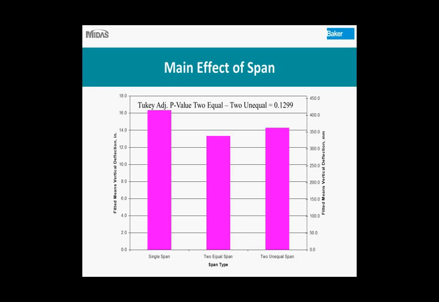Another thing of note, you can see there's a difference between the 2 equal and 2 unequal spans. However, if we look at our Tukey adjusted p-value, that's greater than 0.05. So we have to once again conclude that the difference in the deflections between the 2 equal span and 2 unequal spans is not statistically significant.